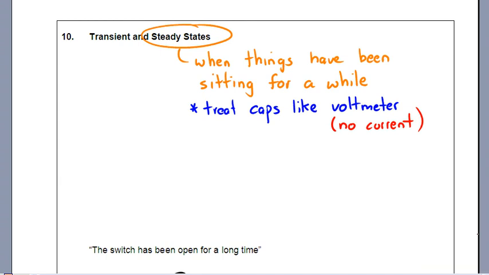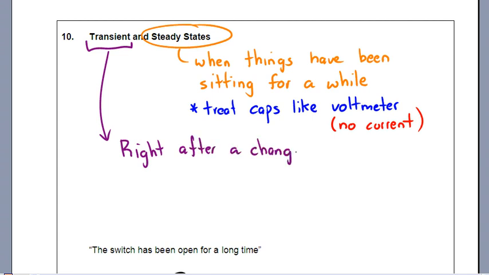Now the other word you'll hear about a lot are transients, right? That's when you make a real quick change. Okay, so a transient effect is right after a change. And for the work that we would do, if you're looking at the transient story, right, as time equals 0 on the stopwatch, treat a capacitor like wires with no resistance.